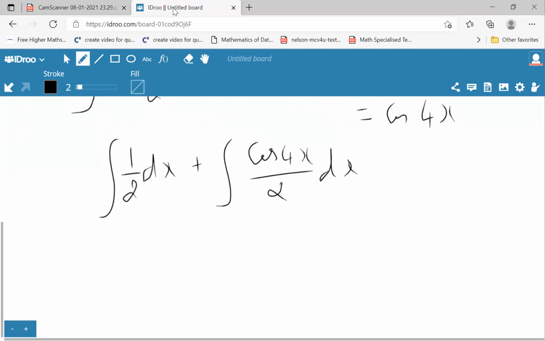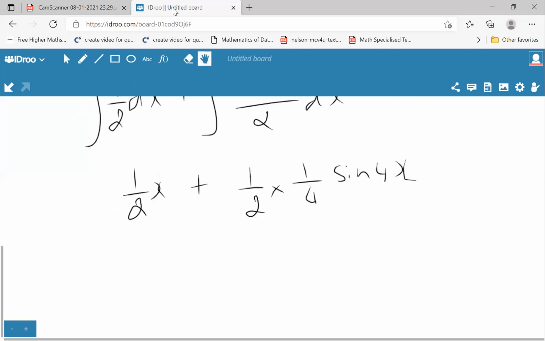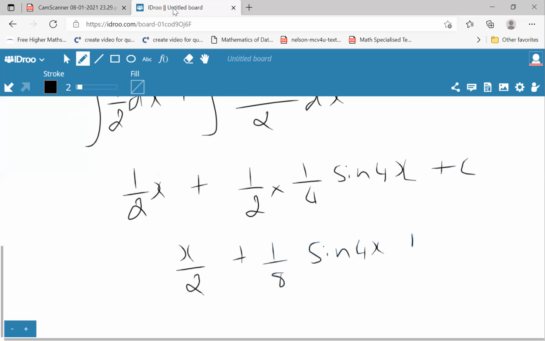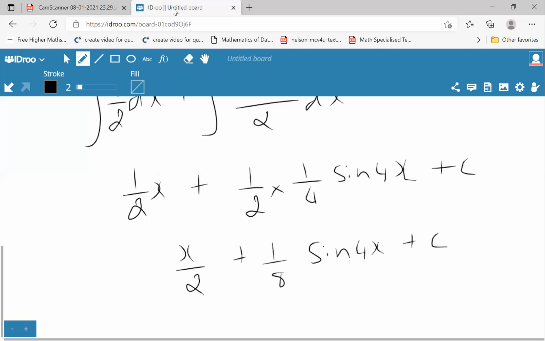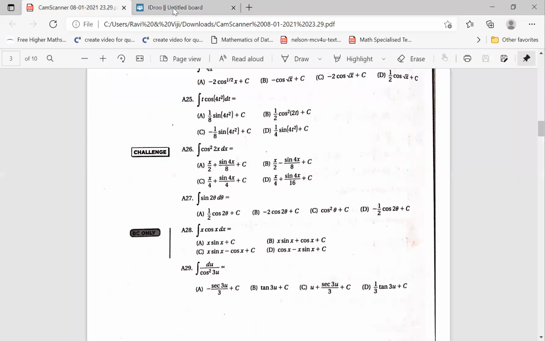Now integrate separately. So this would give you half x plus half. When you integrate cos 4x, it will give you 1 by 4 sine 4x. So that is going to be x by 2 plus 1 by 8 sine 4x plus c. Let's see which option is correct. So x by 2, 1 by 8 sine 4x, so option A is correct. You see, x by 2 plus sine 4x by 8 plus c.